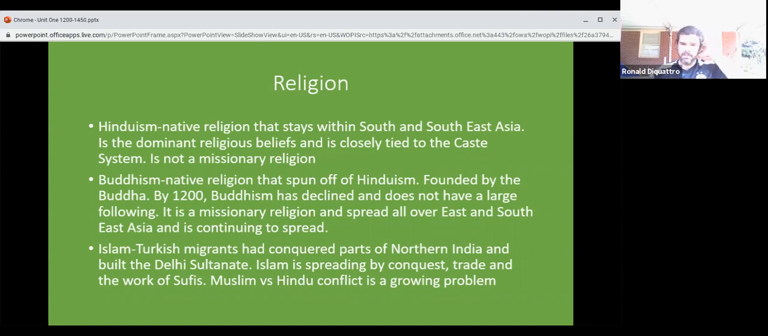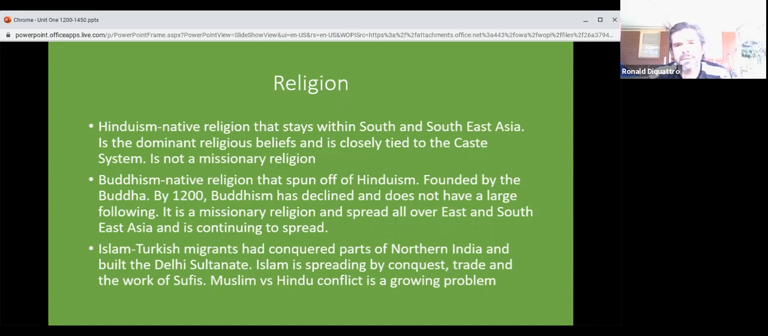The third religion that we need to talk about is a foreign religion that has started to come into South Asia, and that is Islam. We talked about Islam yesterday in its spread. Well, by 1200, a group of migrants, Turkish migrants, and we'll talk about the Turkish migration later in this class. Just know that there was a group of nomads who had converted to Islam, had come into South Asia, and they had conquered a bunch of land, and they had built their own state. And we're going to call this state the Delhi Sultanate.